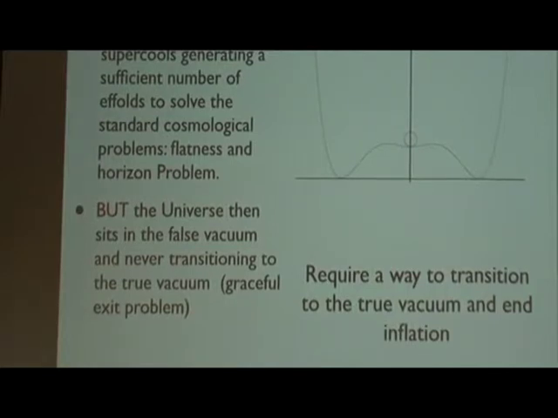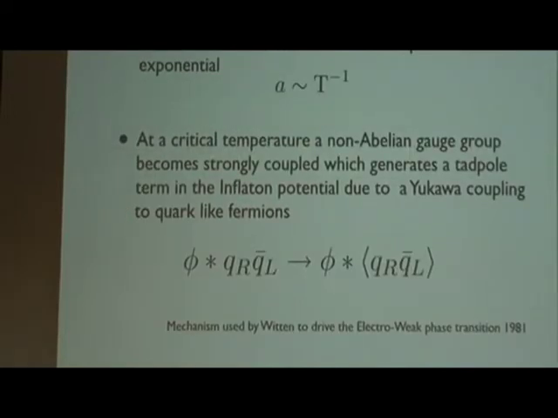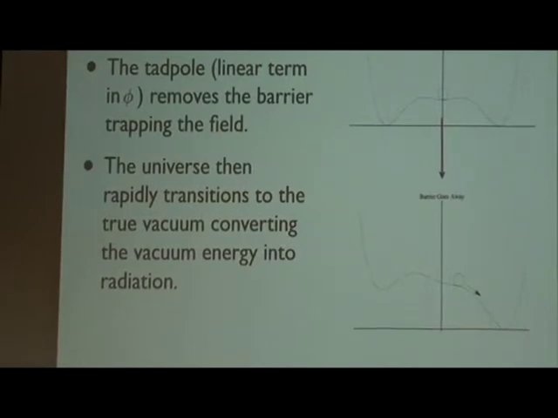So what we really require is a way to transition out of the false vacuum. As the universe is expanding, the temperature is exponentially falling. Then at some critical temperature, a non-abelian gauge group becomes strongly coupled. In this case, where we have a series of quark-like fermions, they get a VEV, and that generates a tadpole term in the potential. The tadpole term removes the barrier, and the universe then rapidly transitions to the true vacuum.